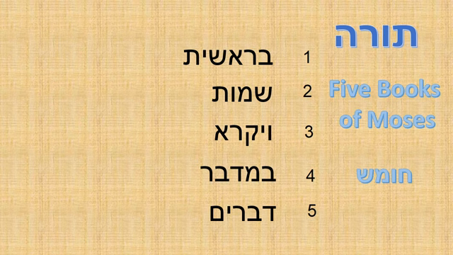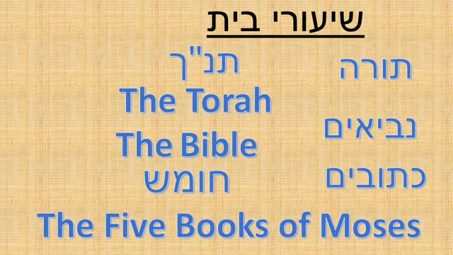For your assignment today, what I'd like you to do is to take all 8 of these terms that we've discussed today, Torah, Nevi'im, Ketuvim, Tanakh, Torah, the Bible, Chumash, and the 5 books of Moses. And I'd like you to create for me some kind of a chart or graphic organizer that shows me that you understand how these words relate to each other.